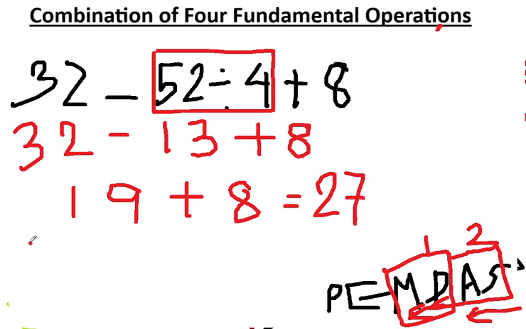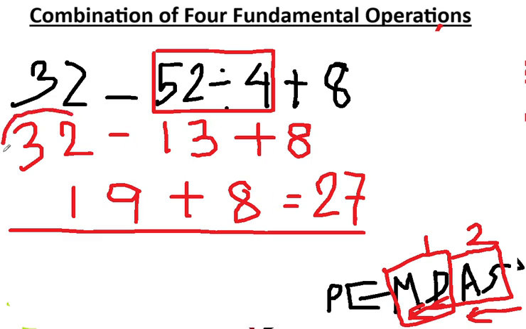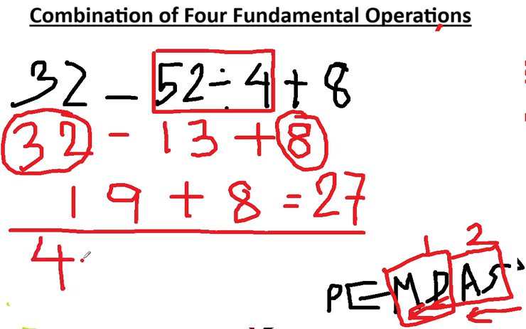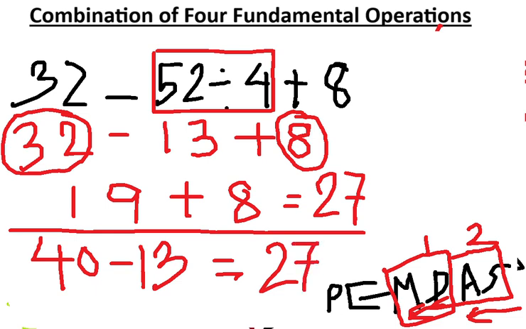I'm also going to show you another way. If we do the addition first, if we combine these two first and then do the subtraction, it doesn't matter, it still gives us the same answer. 32 plus 8 gives us a 40. 40 minus 13 gives us 27. Either way, it is correct. So this sum has been done following the rule of PEMDAS using two ways.